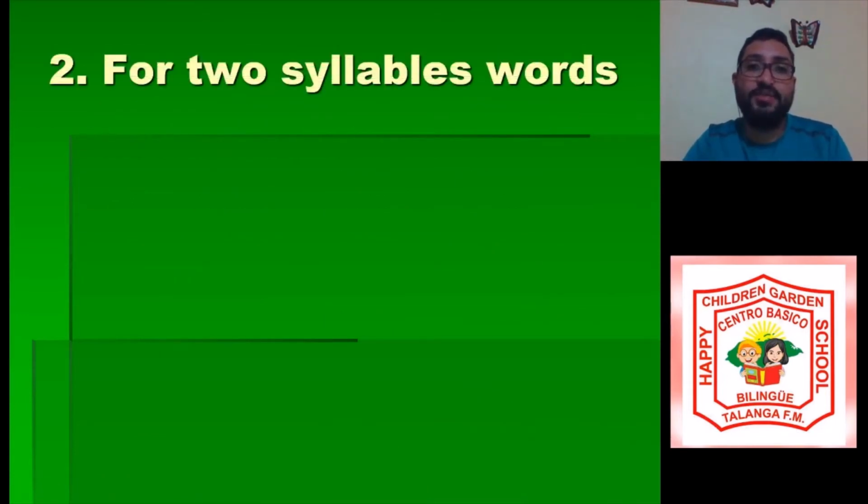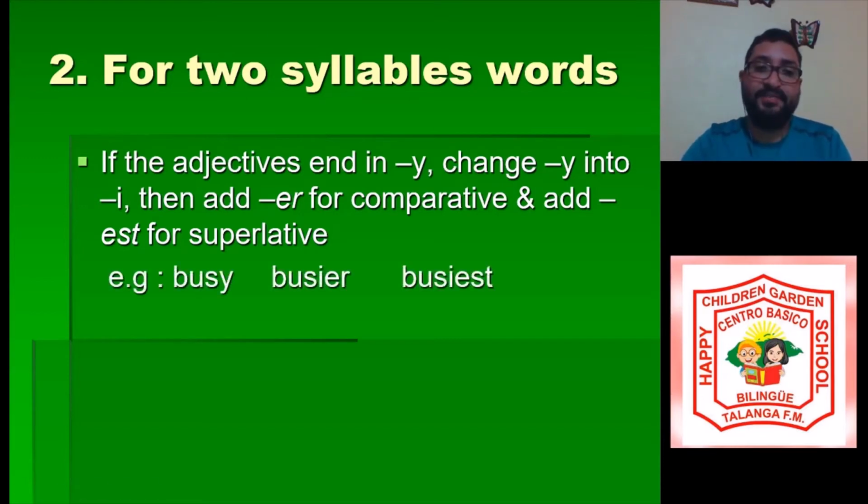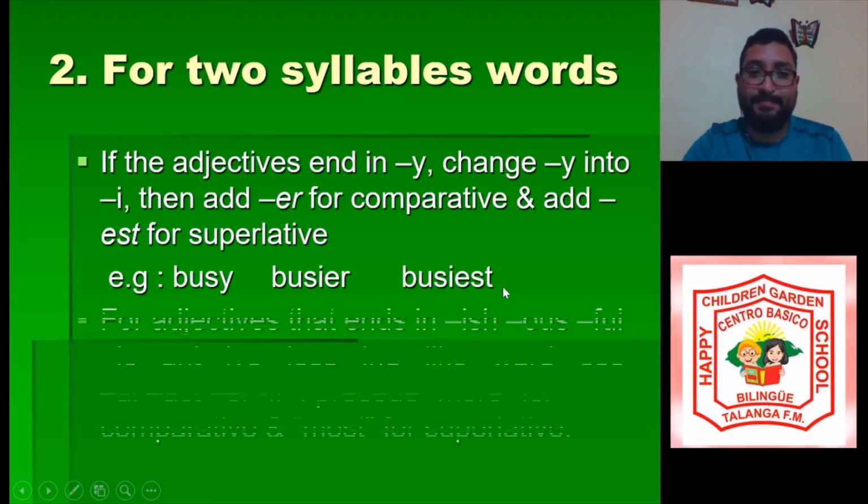For two syllable words, if the adjective ends in a Y, we're going to change the Y into I, and then add ER for the comparative and add EST for the superlative. So busy, we have a Y over here, but when we convert it to comparative, we say busier, same sound, but the Y is now an I, and we add ER. And busiest, see, the Y is now an I, and we add EST.